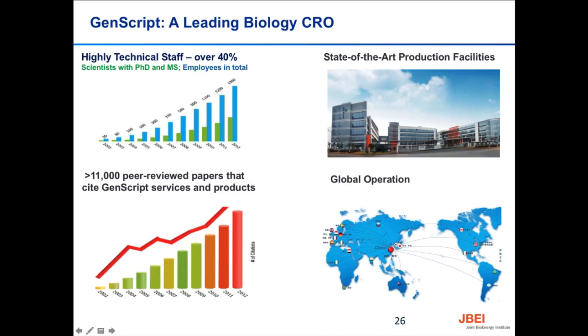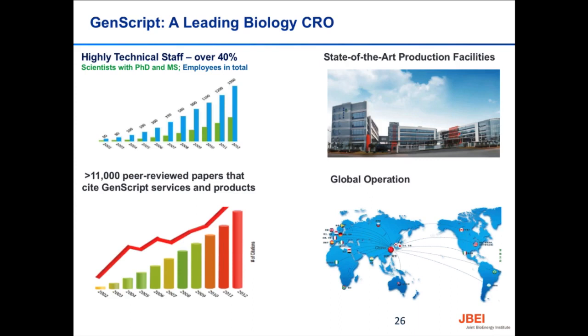As some of you may know, we're a leading biology CRO, as Amanda stated in the beginning of the presentation. And one thing we do like to focus on is our state-of-the-art production facilities and also our highly technically trained staff, with over 40% of our staff being scientists with PhDs or master's degrees. So what this means for you is that during your ordering process and the production of your service, we always have a scientist watching over the process itself. That way you always get a highly technical evaluation of your order.